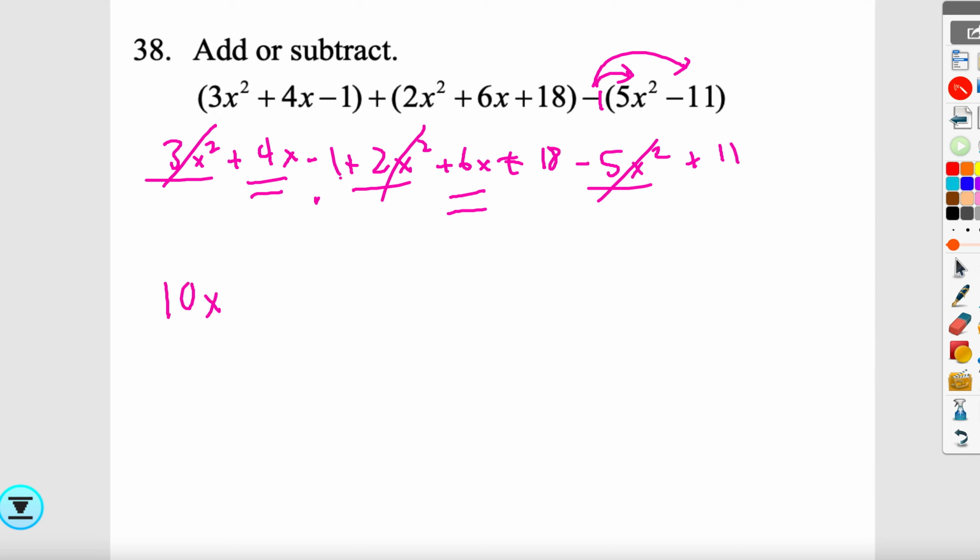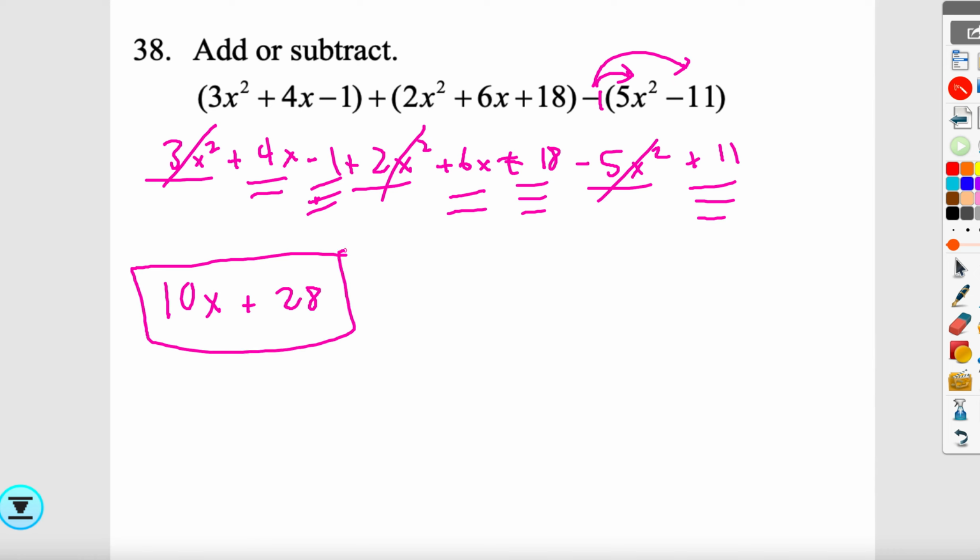And then we have -1 plus 18 plus 11. So you owe me $1, but you pay me 18, so I give you 17 back for you to spend. 17 plus 11 is 28. 10x plus 28. Looking at the answer key, and we're done. Yeah, we're good. Do not get tricked by the signs, guys. Make sure you write down these little lines just to show my like terms and what I can combine.